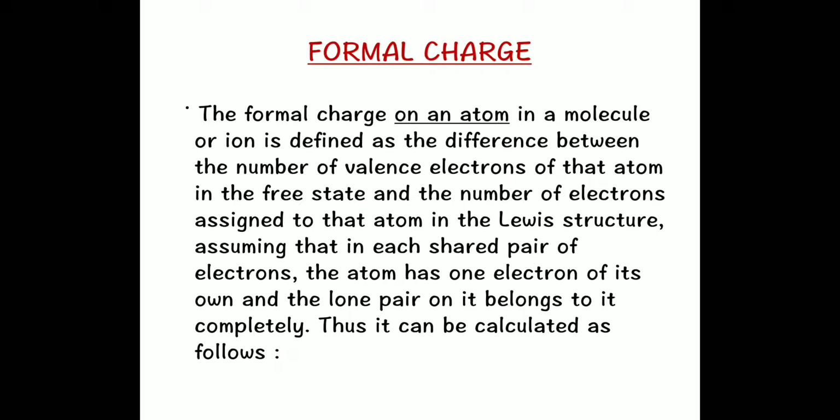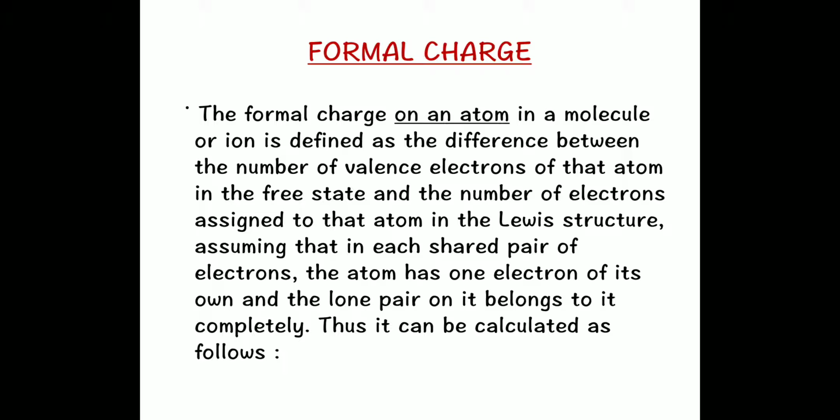The formal charge on an atom in a molecule or ion is defined as the difference between the number of valence electrons of that atom in the free state and the number of electrons assigned to that atom in the Lewis structure, assuming that in each shared pair of electrons, the atom has one electron of its own and the lone pair on it belongs to it completely. Thus, it can be calculated.